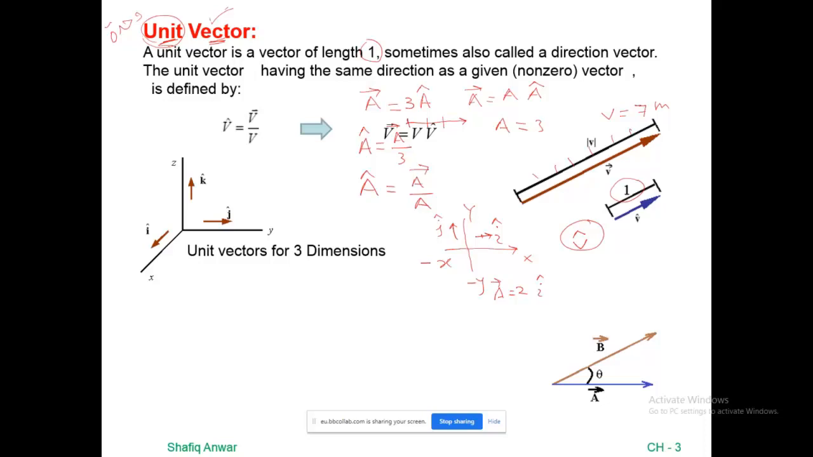If you have 3 dimensions, x-axis, y-axis and z-axis, we use, as a rule, keep in mind, this is as a rule: along x-axis we use I unit vector, along y-axis we use j unit vector, along z-axis we use k unit vector as a rule. This is the basic idea, by the way.